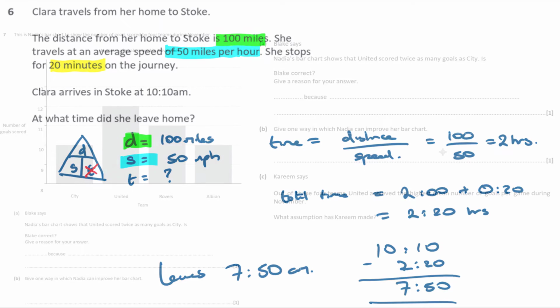Question 7. This is Nadia's bar chart to show the number of goals scored by 4 teams during November. So we've got numbers of goals scored in November. On the left-hand side, we've got the numbers of goals scored. That goes up to 13. And along the bottom, we've got City, United, Rovers and Albion. They're the teams, aren't they?